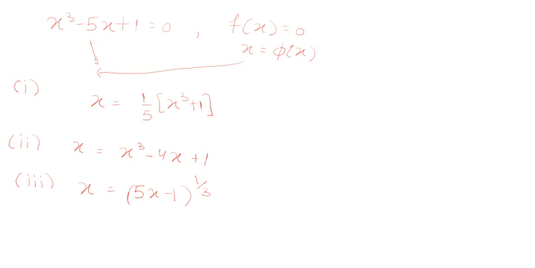So the right side is a function of x. For this case you have phi1 of x, for this case the right side is phi2 of x, and here it is phi3 of x. So for this you have the scheme x k plus 1 equals phi1 of x k, and you start with k equals 0.